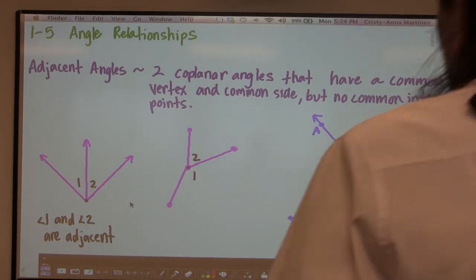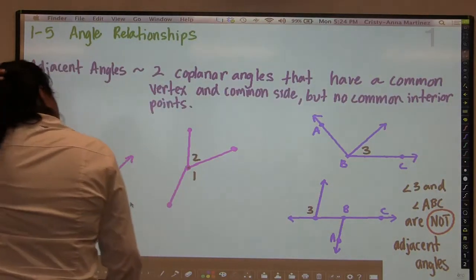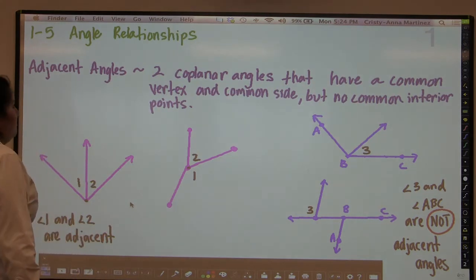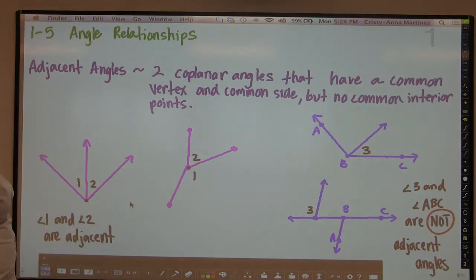All right, so this is Geometry, Chapter 1, Section 5, Angle Relationships. Before we get started with the examples, I want to give you guys some vocabulary. So you might want to pause at some point and copy this stuff down. We're just going to go over it really quickly here.